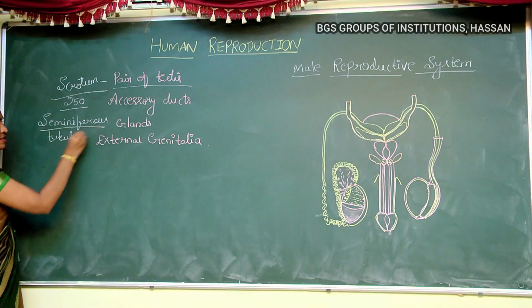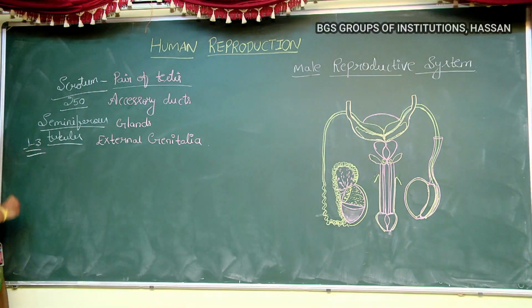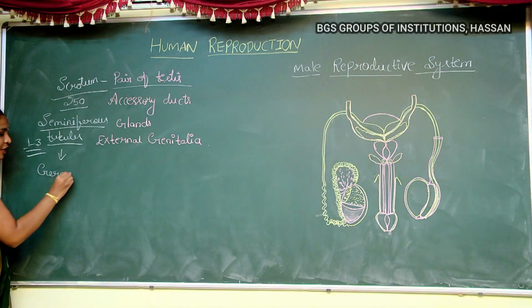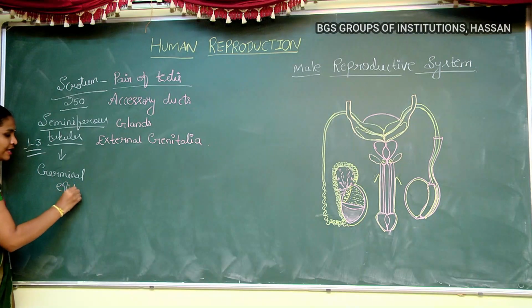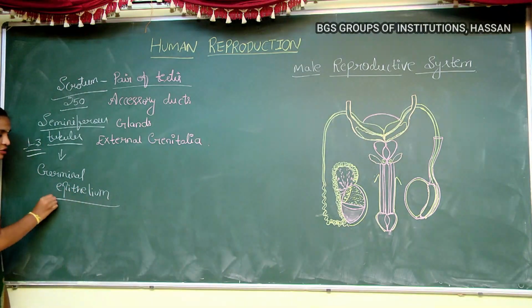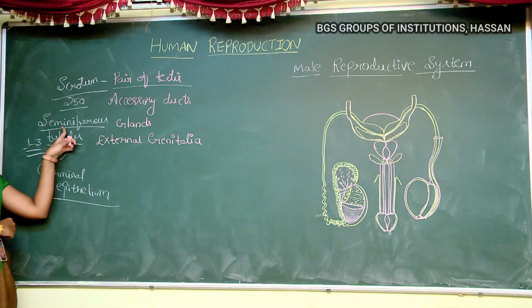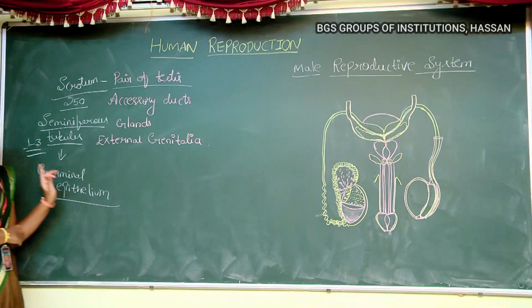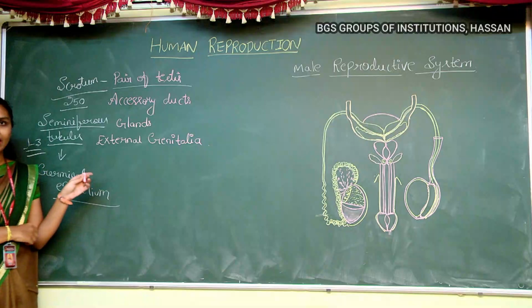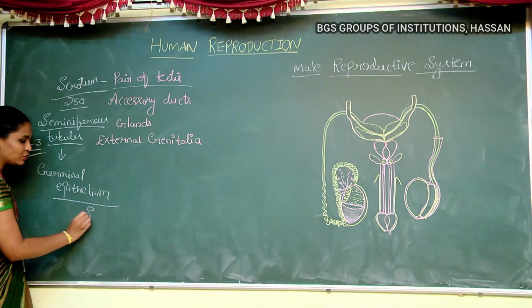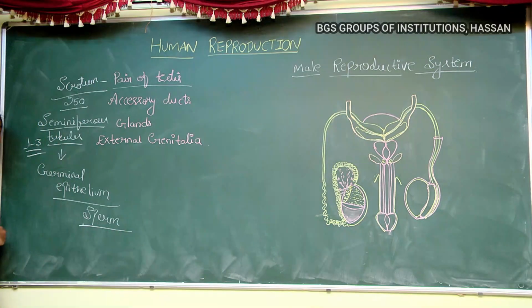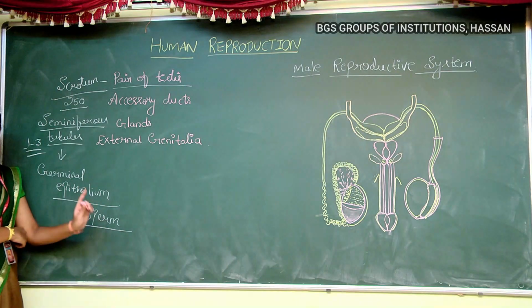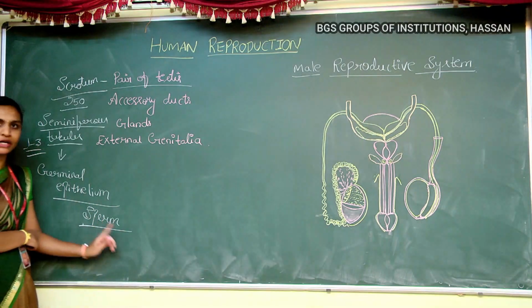Each lobule contains 1 to 3 highly coiled structures. They are called seminiferous tubules. Seminiferous tubule lined with germinal epithelium, and this seminiferous tubule is lined on its inside by two types of cells, that is spermatogonia and Sertoli cells. Spermatogonia undergoes meiotic division and leads to sperm formation. Sertoli cell provide nourishment to the developing sperm. That is the function of Sertoli cell.